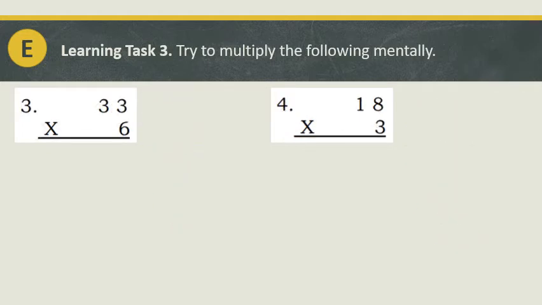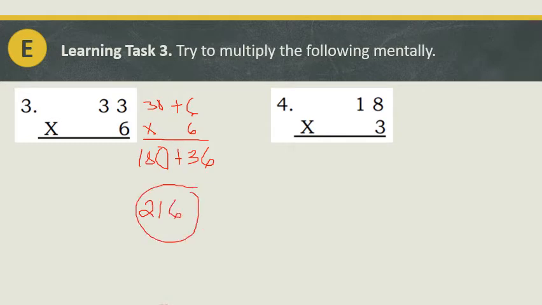Sa number 3, so meron tayong 33 times 6. So, ganun ulit gagawin natin. Expand natin yung 33. So, siya ay magiging 30 plus 3. So, ita-times natin siya sa 6. So, ang 30 times 6, ganun lang din ang gagawin natin dyan. So, multiply lang natin yung 3 sa 6. So, siya ay magiging 18. Then, dagdagan lang natin siya ng 0. So, kaya siya magiging 180. Ang 3 times 6 ay 18. Okay, so pag pinagsama yan, ang magiging answer natin ay 216.